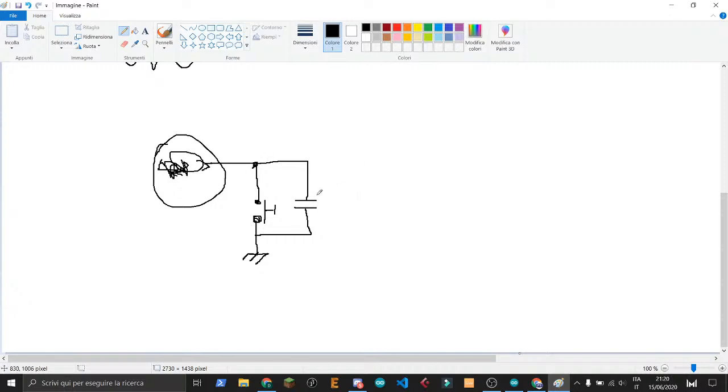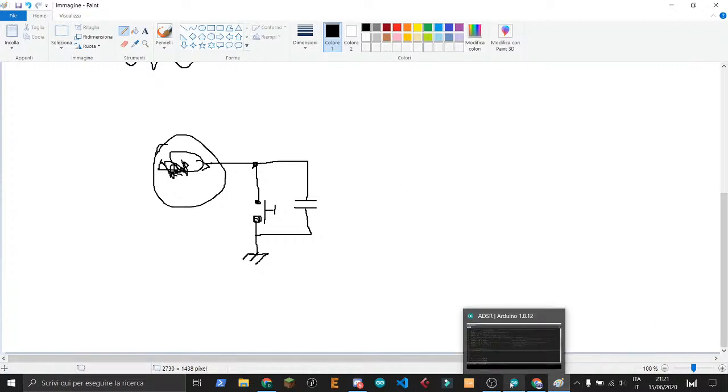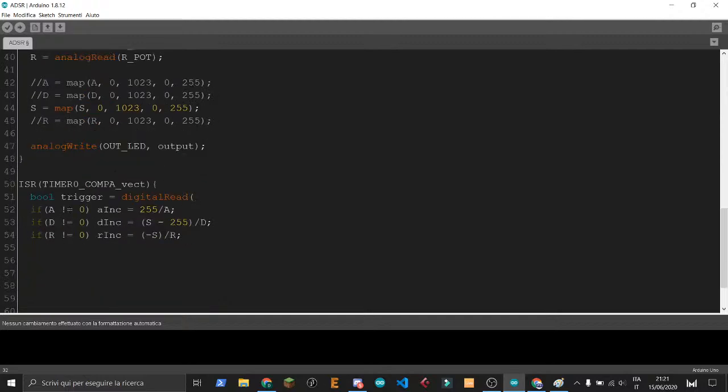So we add a capacitor in order to smooth the output. Since this bouncing is high frequency noise, with a capacitor we can give it a path to ground, and the signal that we read through the Arduino is a lot smoother, and it doesn't have this annoying bouncing. So this is the diagram that we are going to use to connect to the Arduino. And here we are reading the trig pin.